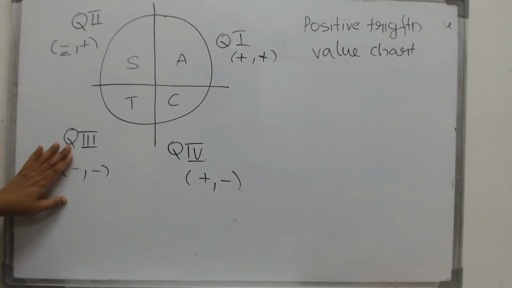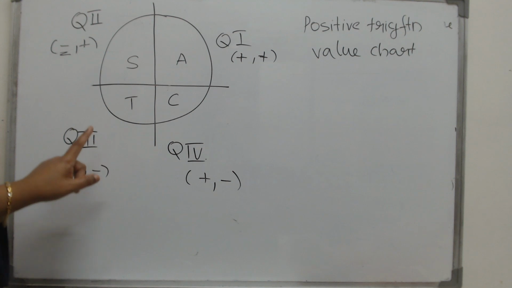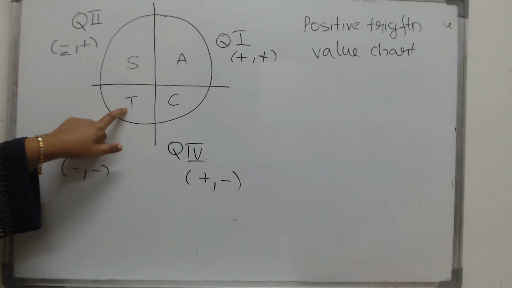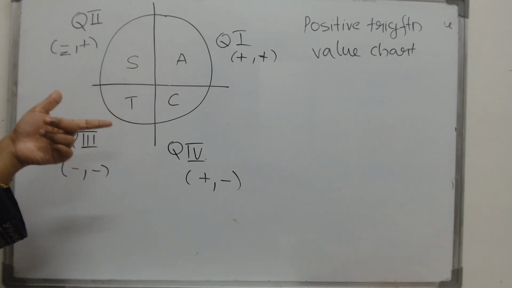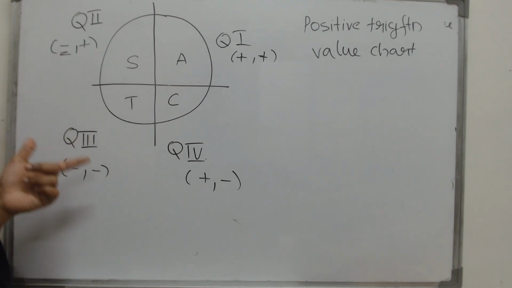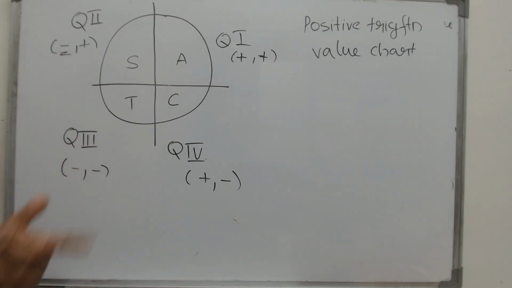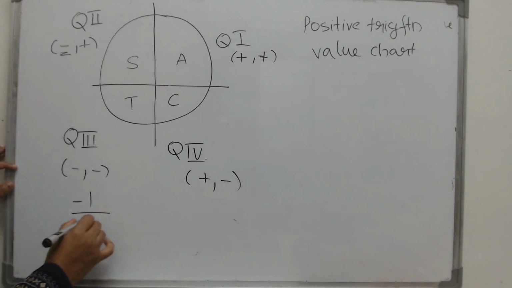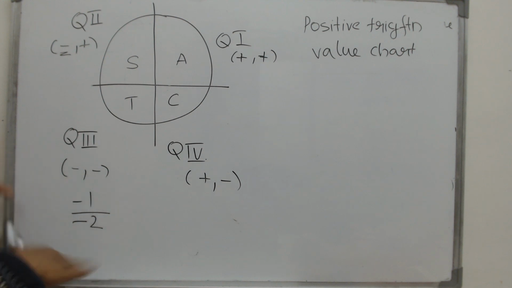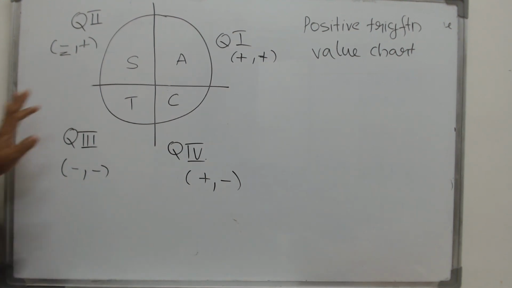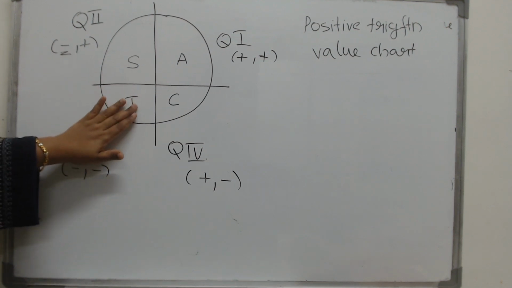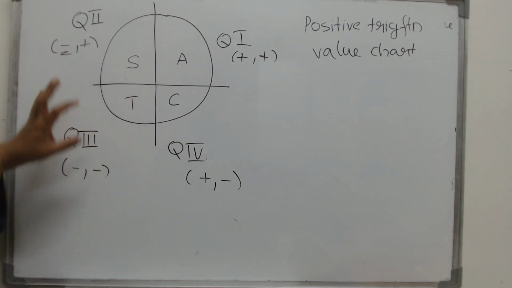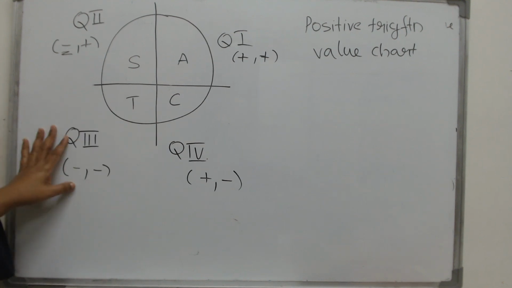What happens here in your third quadrant? Only tan and its reciprocal, which is what? Cot. Only tan and cot will be positive. Why is that? Here your sine is negative and your cos is also negative, so it gets cancelled out. So only your tan values and your cot values, its reciprocal, will be positive. All the other trig function values will be negative.